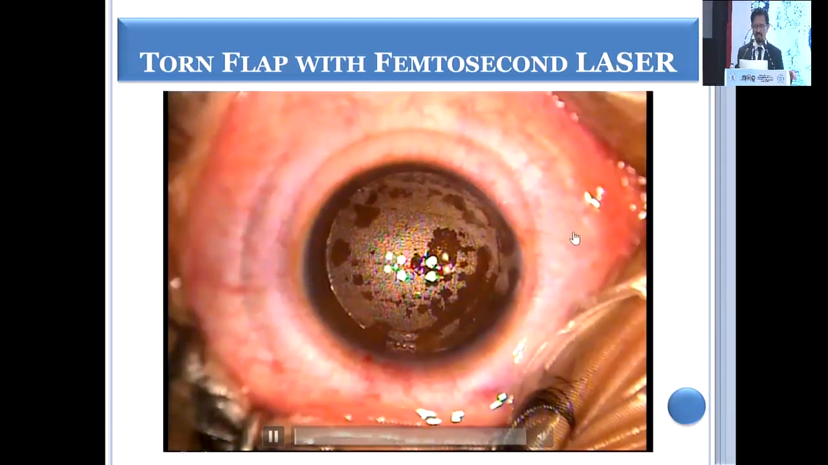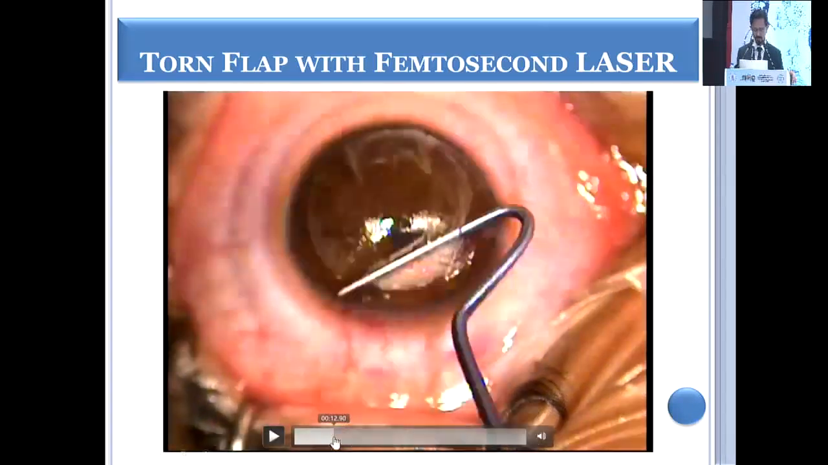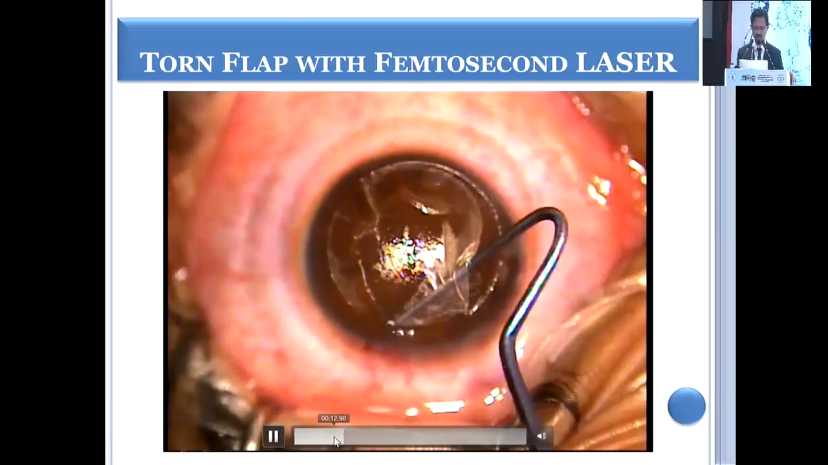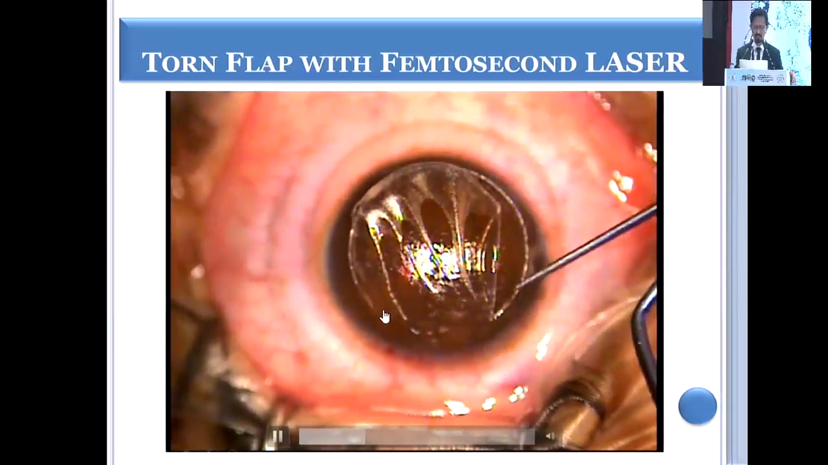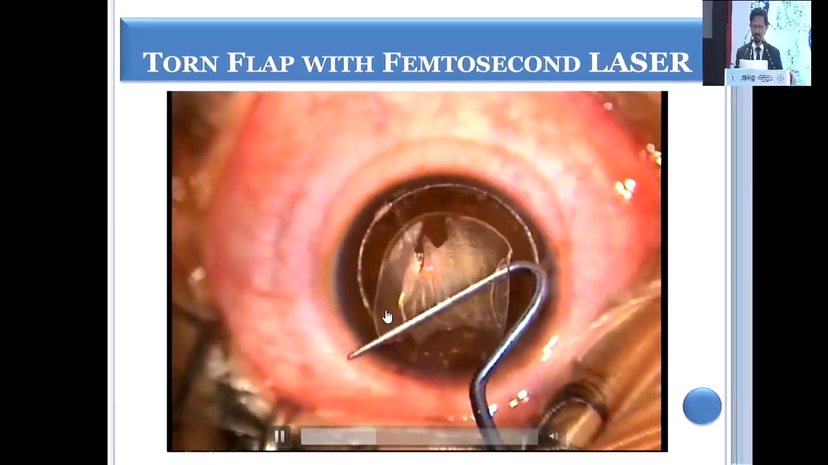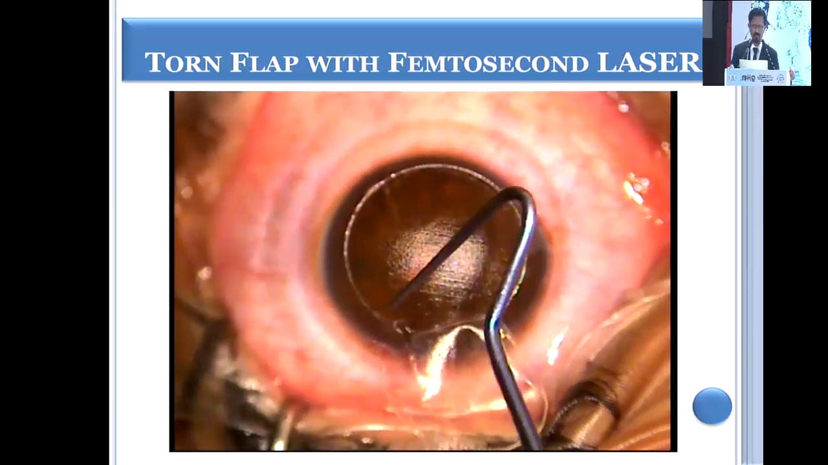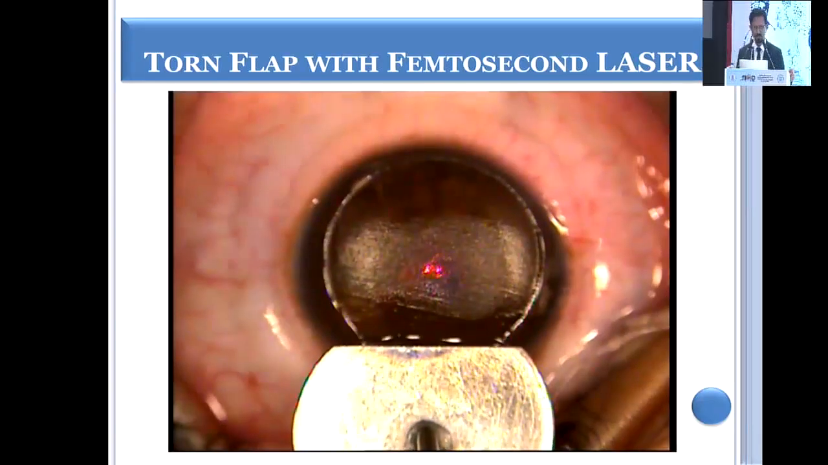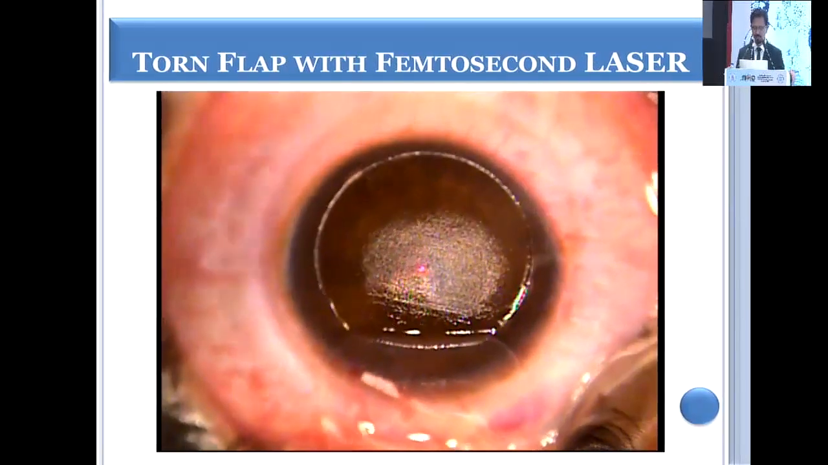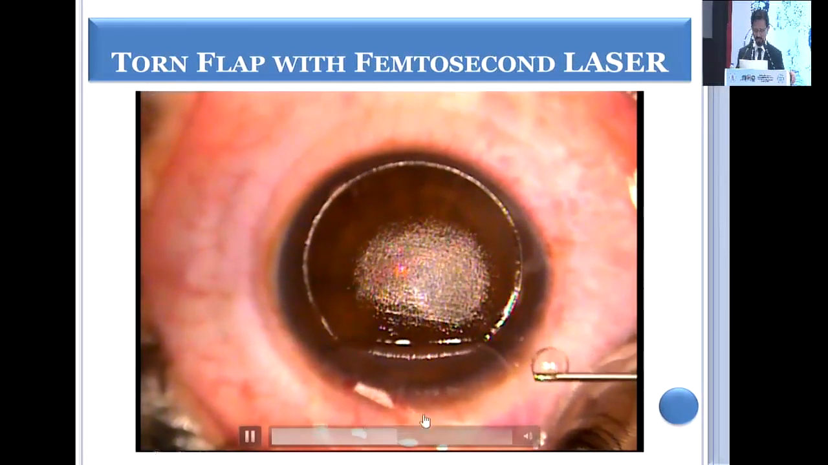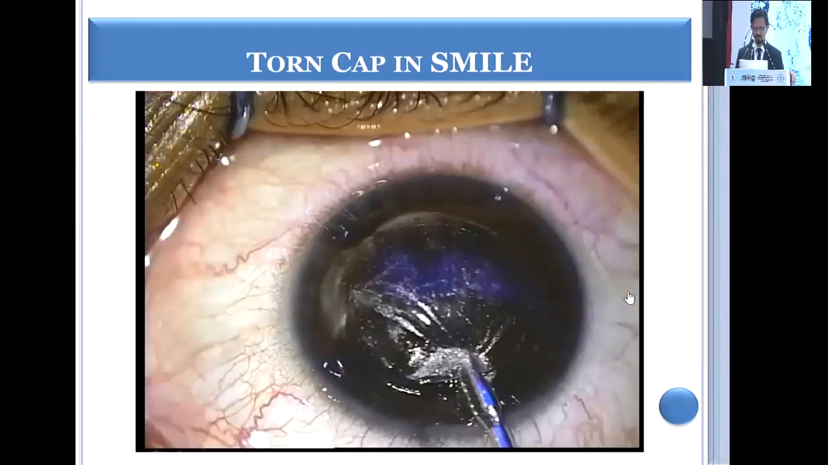Sometimes you can have a torn cap with the femtosecond laser as well, as in this case, as it is being tried to lift, you can see there's a torn cap here. That can happen sometimes because of too many patients in your OR when you are in a hurry to do all that. If it happens, then you can lift the flap, do the ablation, reposit it, and once again see to it that the edge apposition is appropriate so that the epithelial ingrowth risk is less.